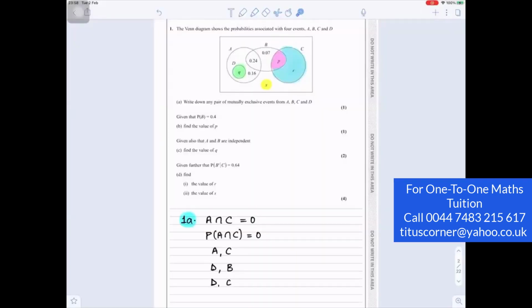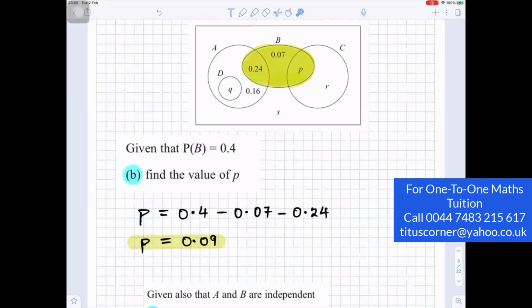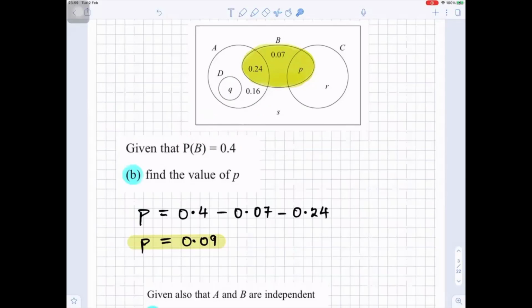Given that probability of B is equal to 0.4, find the value of P. When we look at everything inside B, the total probability is 0.4, because that is B there. So we want to find P. It would be 0.4 minus 0.07 and minus 0.24. So P would be 0.09.